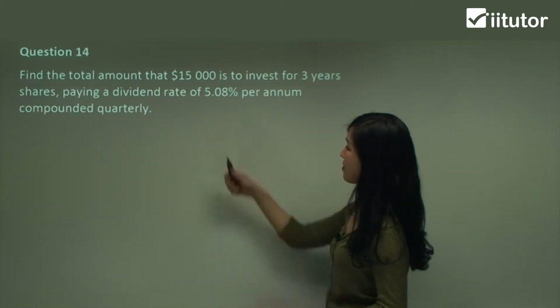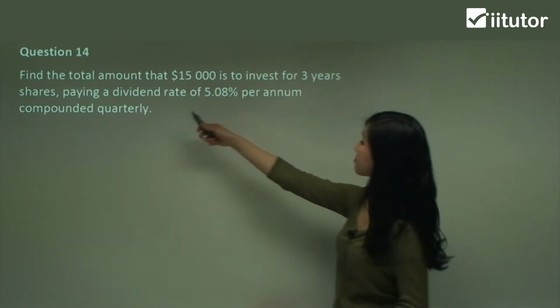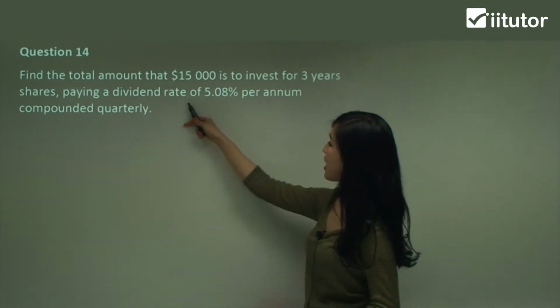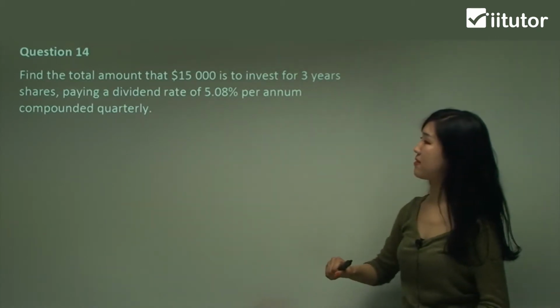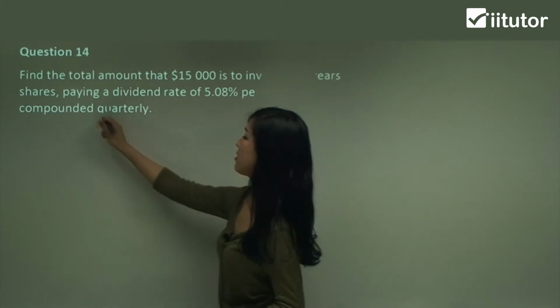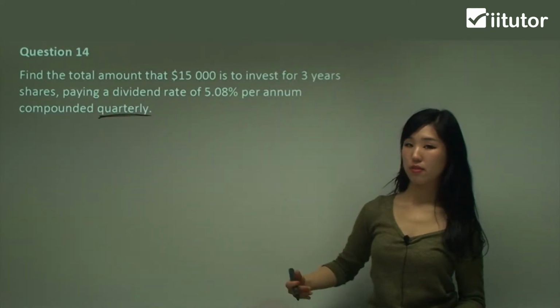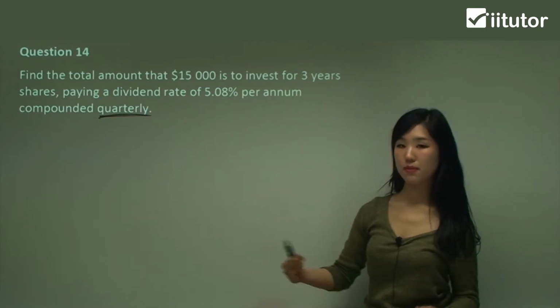Find the total amount that $15,000 is to invest for 3 years in shares paying a dividend rate of 5.08% per annum. But have a look, guys, it's compounded quarterly. This is the key here. It's compounded quarterly, so every 3 months. Okay, so 4 times a year.